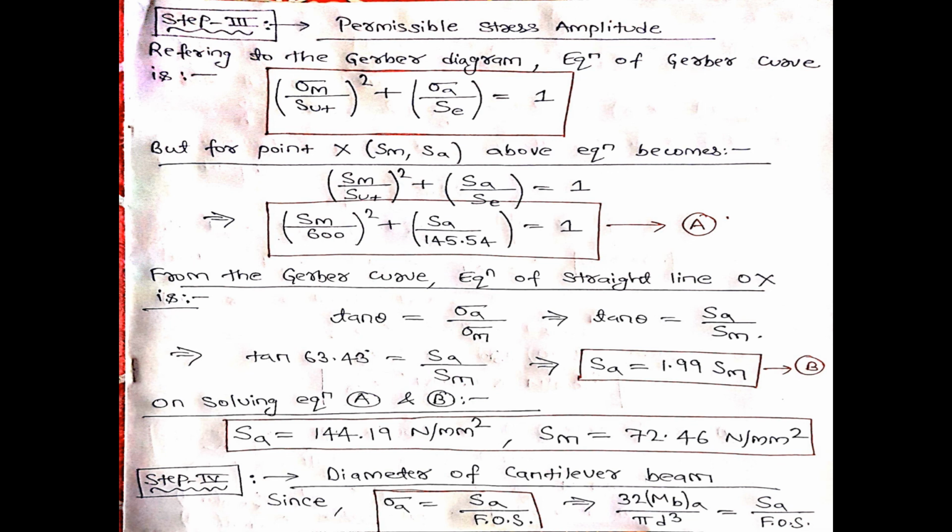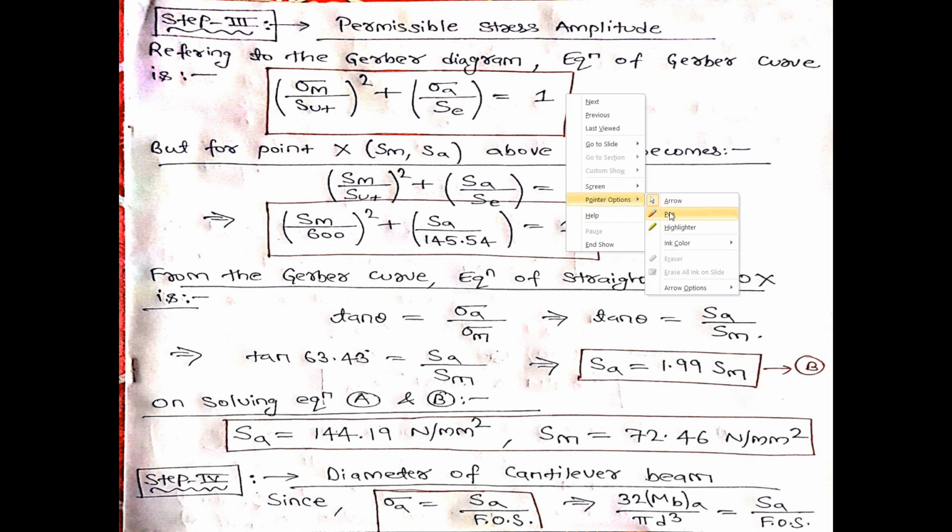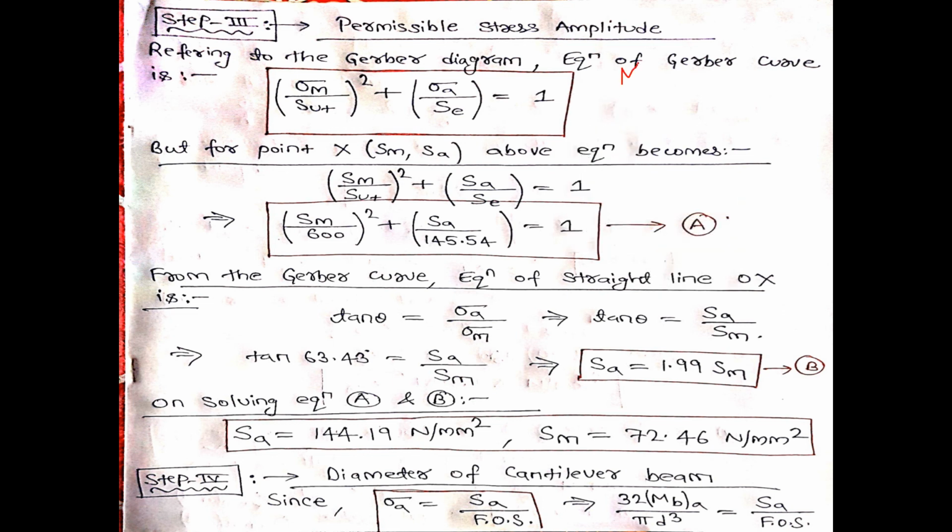How can I find it out? I have to use the bending equation. Bending equation is M by I equal to sigma by Y equal to E by R. E by R I will not take into account. Sigma is M into Y by I. So M, which bending moment? It is alternating bending moment. So MBA into Y.